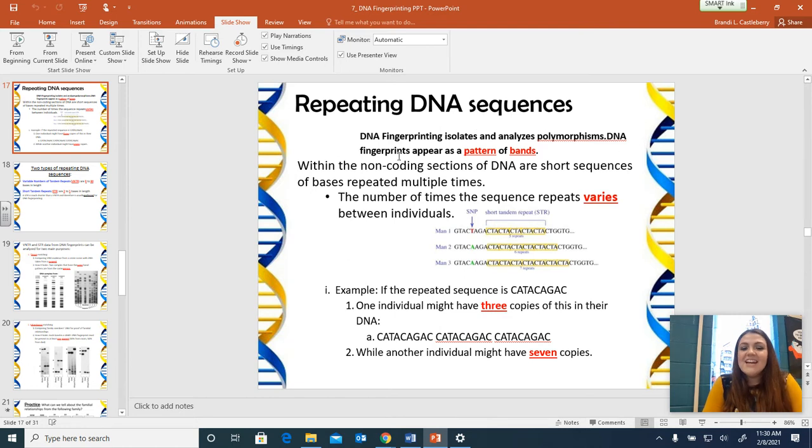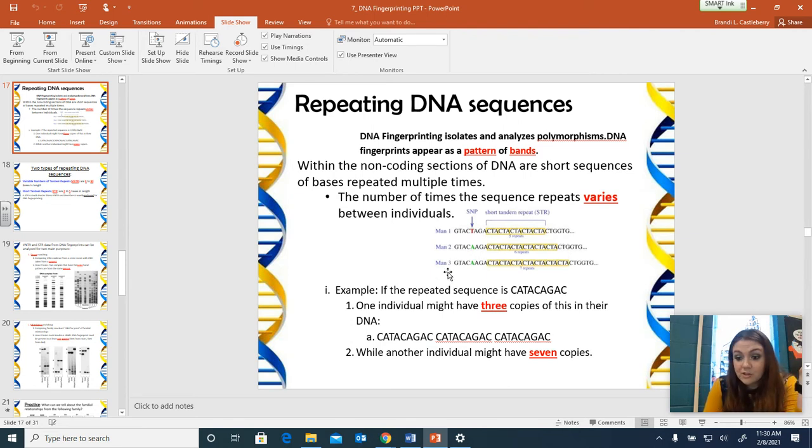Hard word to say. DNA fingerprints appear as a pattern of bands. Within the non-coding sections of DNA are short sequences of bases repeated multiple times. So the number of times that sequence repeats varies between people. So if we look at this example here, okay? I have a code CTA, CTA, CTA, CTA, CTA. It's repeating 5 times. But in the second man, they look for that same code and they find CTA being repeated, but it's repeated 6 times.